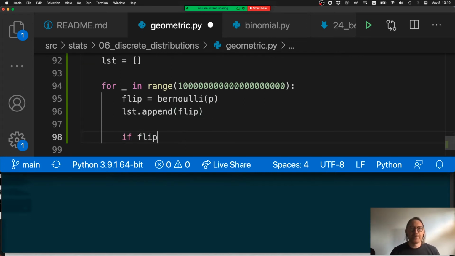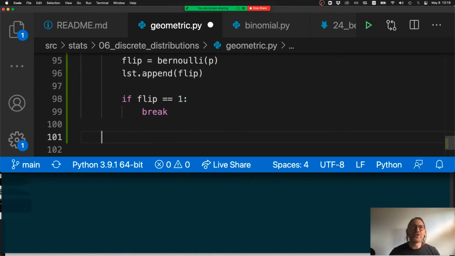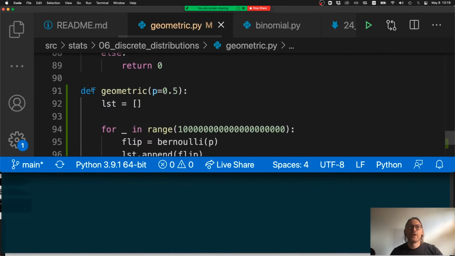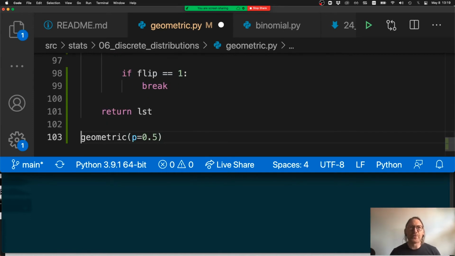If that flip is 1, then we break. So notice that if we're breaking, if the flip gets to 1, we're probably never going to get this many samples. So let's just return that list first and see what this gives us. Right, and the reason we're doing sampling here is just to observe the phenomenon.